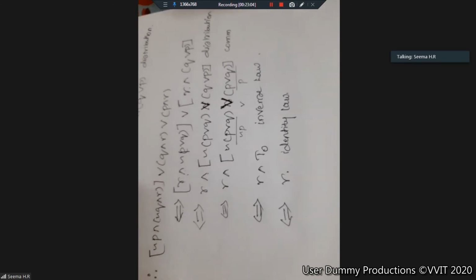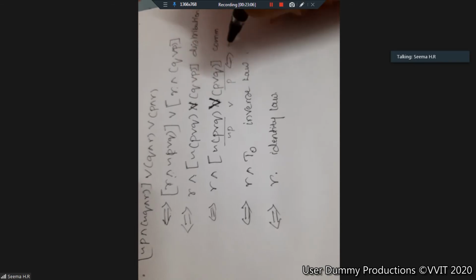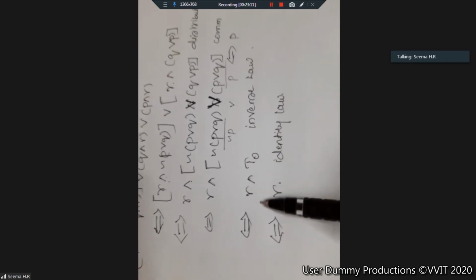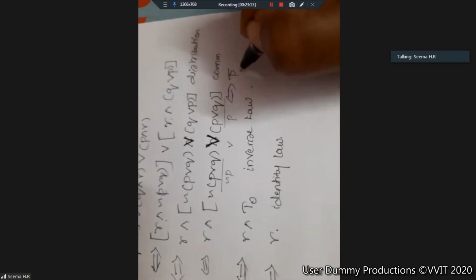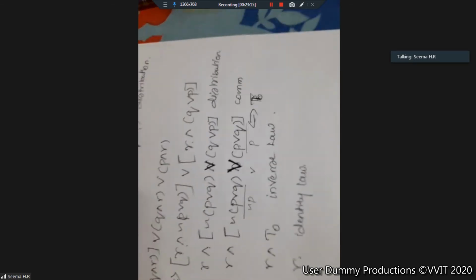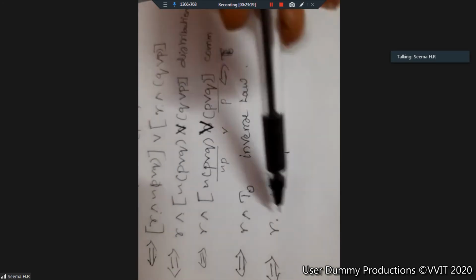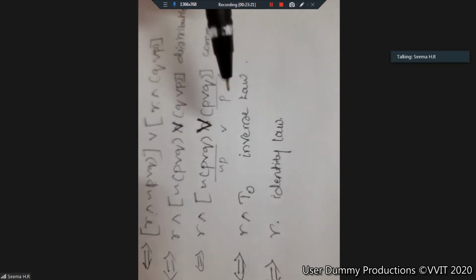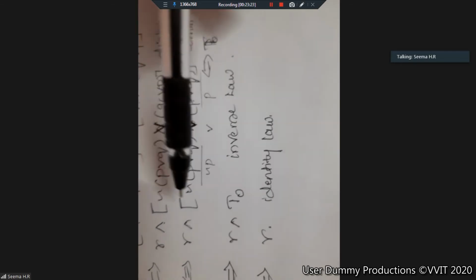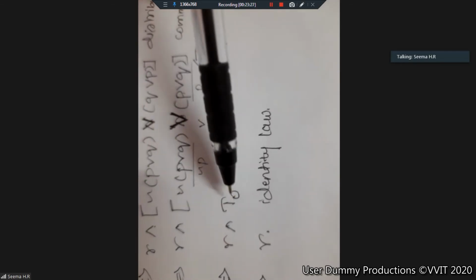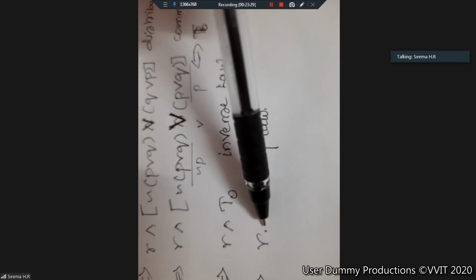So this can be compared with negation of PRP. So you already know that negation of PRP is always logically equivalent to T naught using the inverse law. So I wrote the same thing. So R and T naught using the inverse law. But we have one more law called the identity one. So which gives us R and the truth value will be giving in the same R itself. So hence the proof.